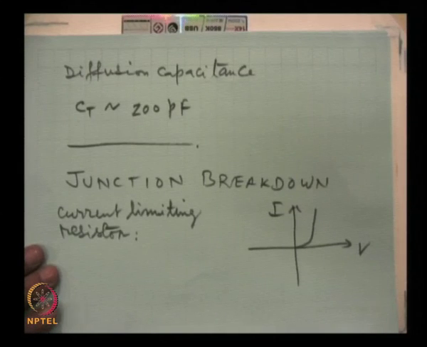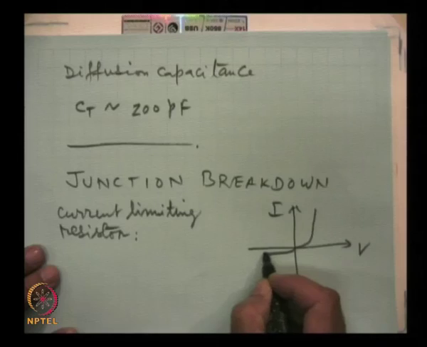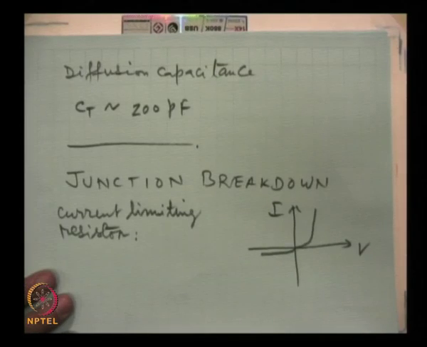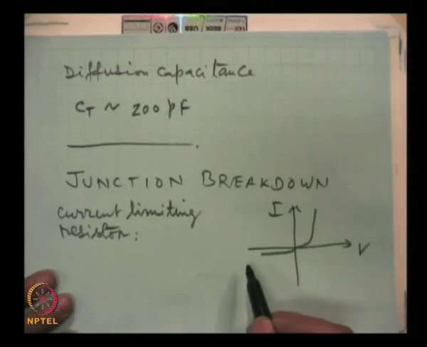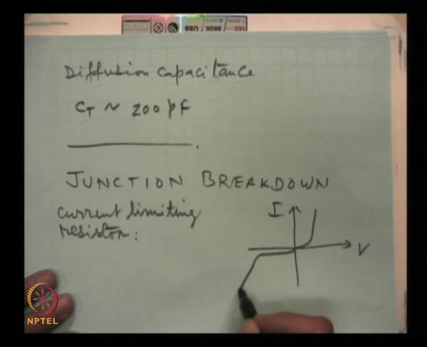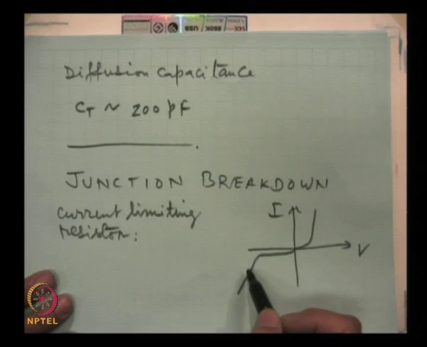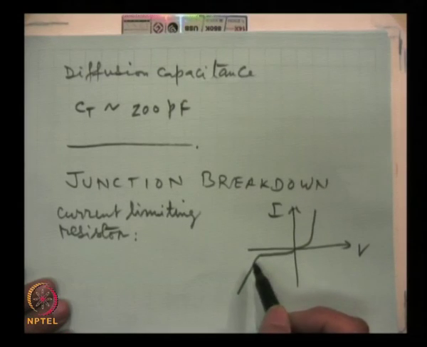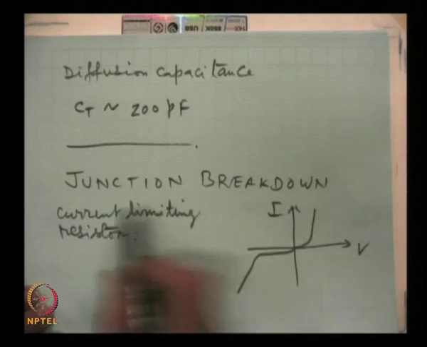And in reverse bias, as I said, the currents are extremely small. These are in microamperes and many times nanoamperes. But if we go on increasing the reverse bias, a situation comes that the current starts rising. This is because of a new phenomenon, and that is known as breakdown, junction breakdown.